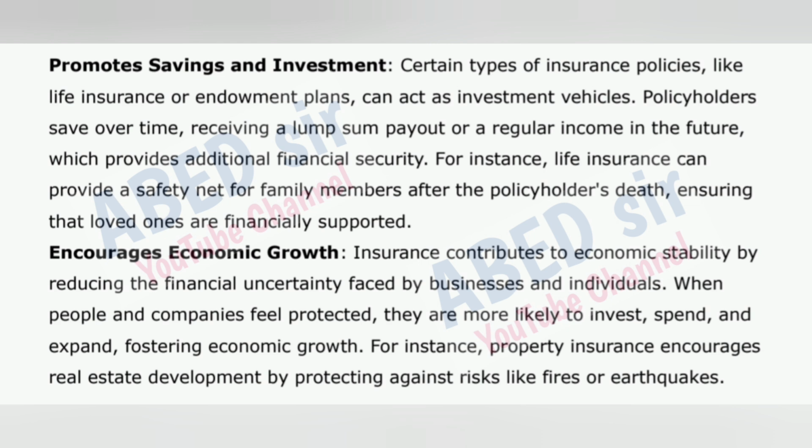Encourages economic growth. Insurance contributes to economic stability by reducing the financial uncertainty faced by businesses and individuals. When people and companies feel protected, they are more likely to invest, spend, and expand, fostering economic growth. For instance, property insurance encourages real estate development by protecting against risks like fires or earthquakes.